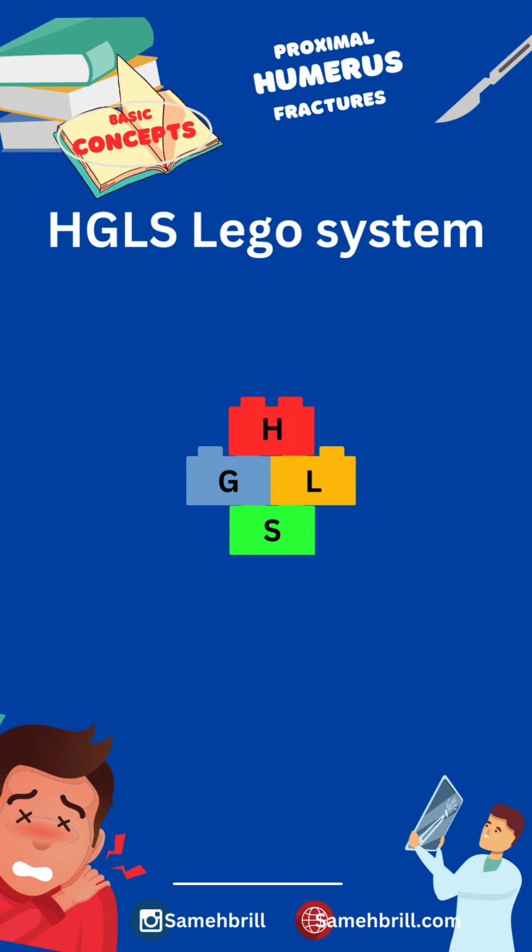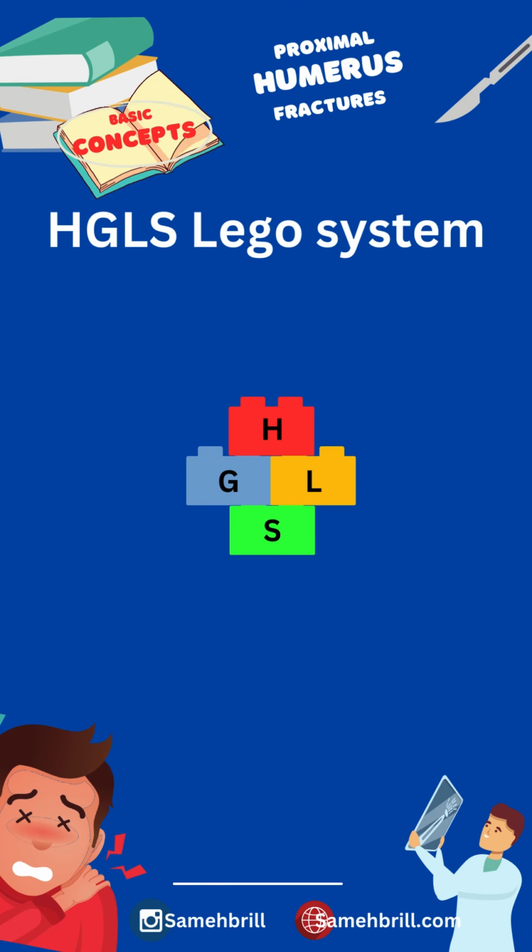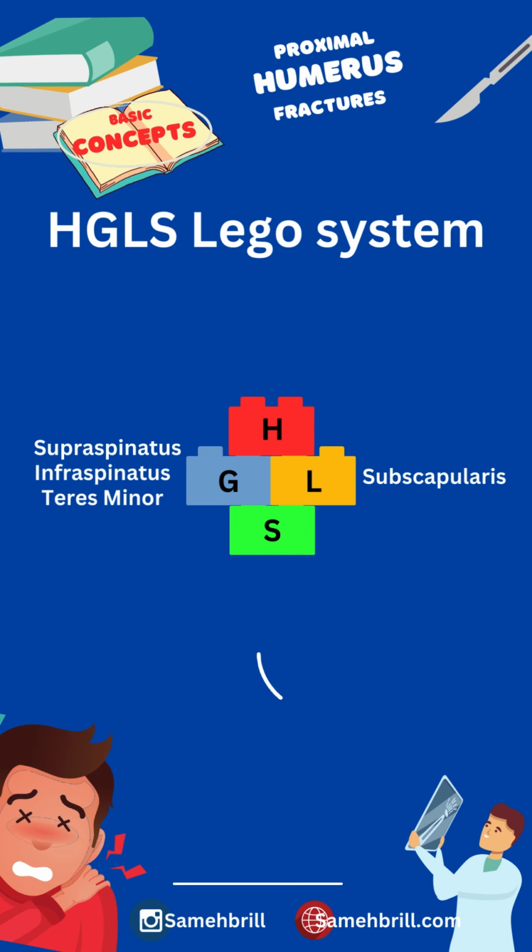Each one of those Lego blocks is attached to one or more shoulder muscles that cause the fractured Lego block to displace according to the action of the attached muscle. The greater tuberosity is attached to the supraspinatus, infraspinatus, and teres minor. The lesser tuberosity is attached to the subscapularis muscle. The shaft is attached to the pectoralis major.